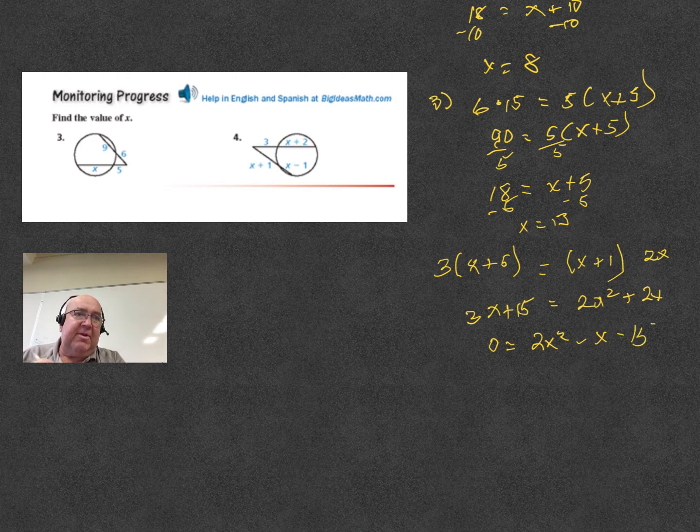Now, you probably don't remember doing this from algebra. It's been a while, but we have the quadratic formula, which is negative b plus or minus the square root of b squared minus 4 times a times c over 2a. And you're going to have to trust me that I did that, and I end up with x is equal to 3 for this one.